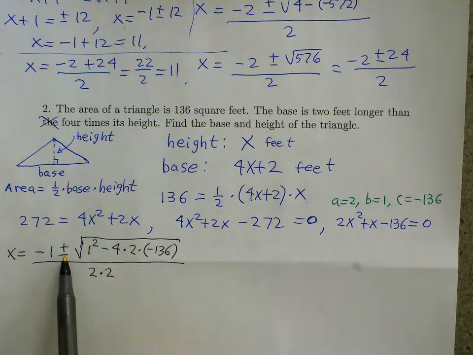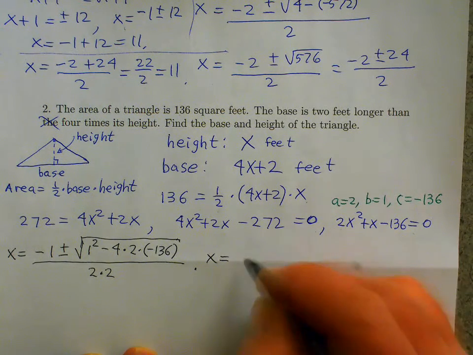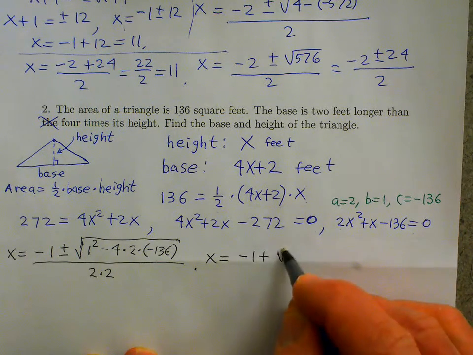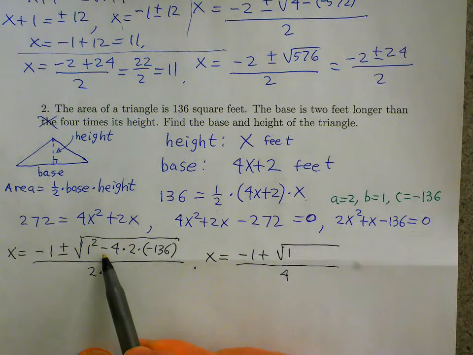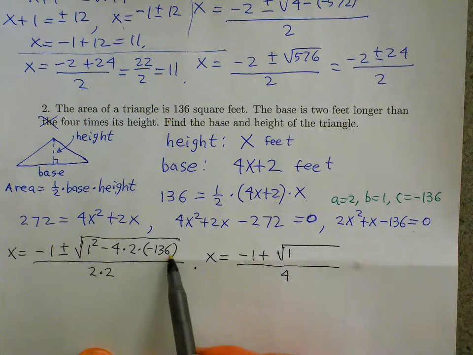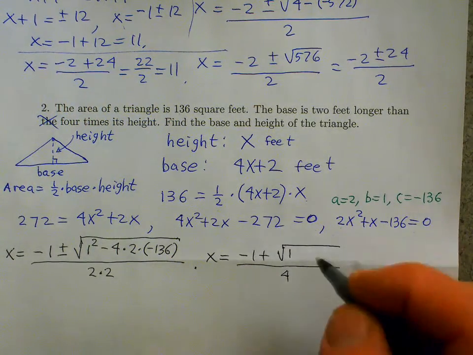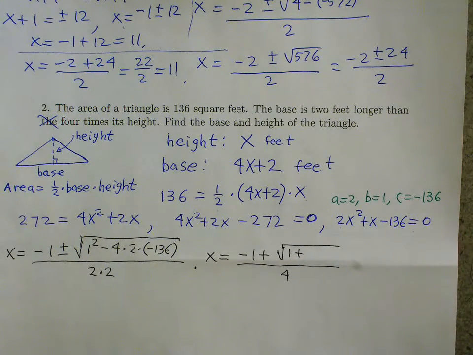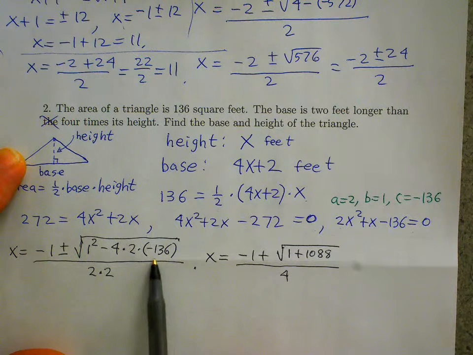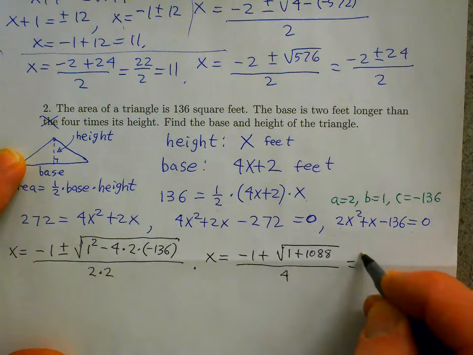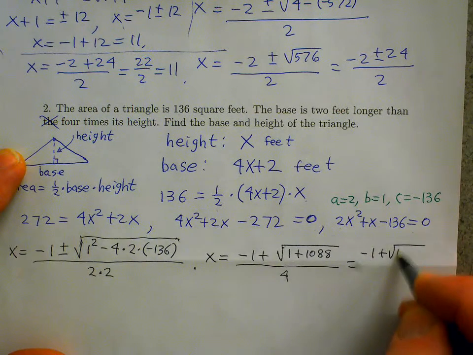So just for convenience, I'm going to omit the minus from now on, and we'll just focus on negative 1 plus the square root of that number divided by 4. Okay, so x equals -1 plus the square root of that positive number. So 1 squared is 1, and we're subtracting 4 times 2 times -136. So that's going to be plus 1088, I believe. Right, 8 times 100 is 800, plus 240 is 1040, plus 48 is 1088. And so this is -1 plus the square root of 1089.